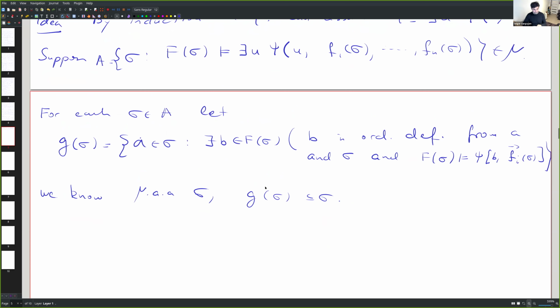I don't think what you wrote is what you mean, because you define g sigma as all the a's in sigma such that something holds, and now you just said g sigma is a subset of sigma, which is true by definition, right? And non-empty, I mean. Okay.